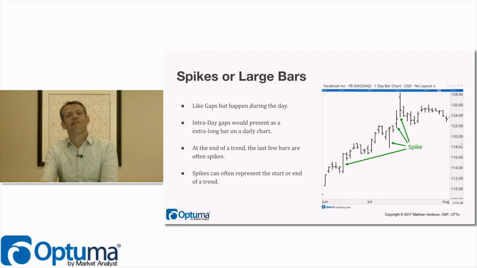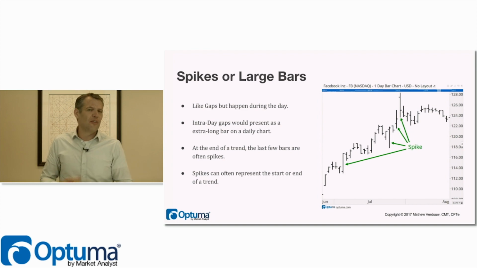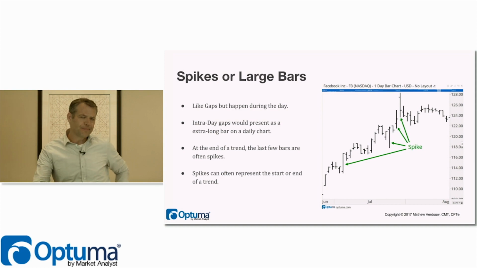So if you're getting a trend and you're starting to see large bars, really what it's telling you is that the volatility is increasing. There's buying pressure and selling pressure, and there's battles going on, and they're starting to get into this period of uncertainty. And so they can be a really early warning that the change of trend is coming. That final point: spikes can often represent the start or end of a trend.